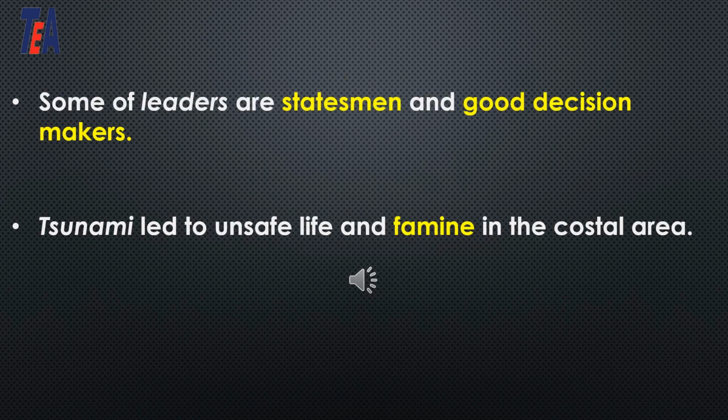Look at these sentences. Some leaders are statesmen and good decision makers. Tsunami led to unsafe life and famine in the coastal area. In these sentences, statesmen, good decision makers, and famine are all abstract nouns. Leaders and tsunami are basic common nouns. Did you notice the difference? Here you can see leaders, you can see tsunami, but you can't see statesmen, good decision makers, and famine. So it's a kind of abstract noun. That's why they are known as abstract nouns.